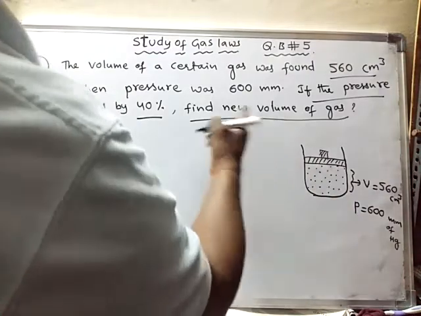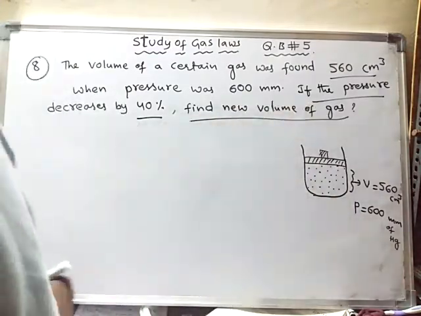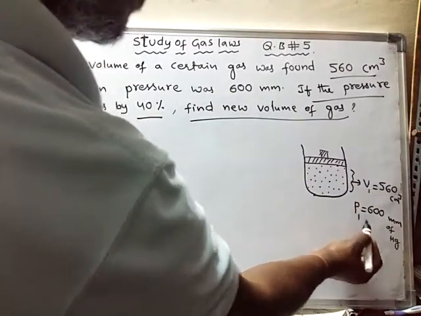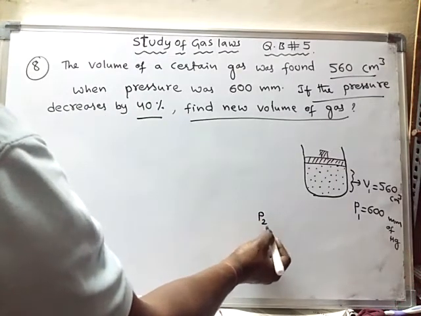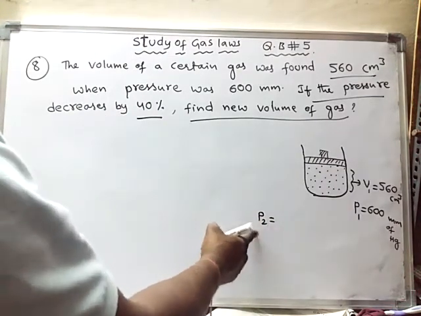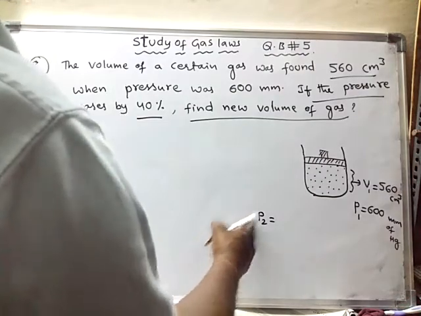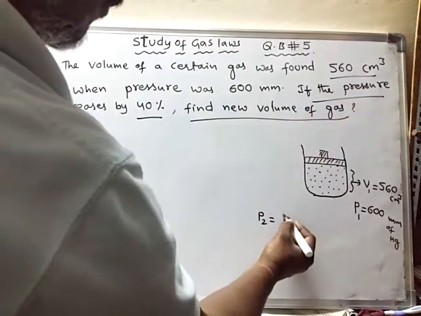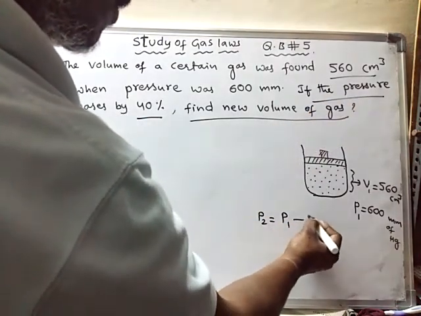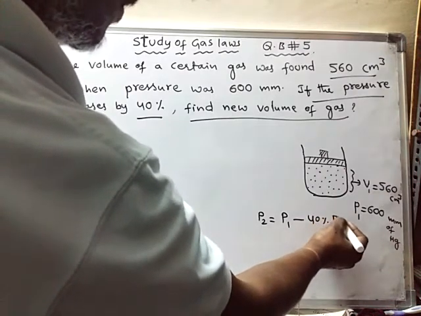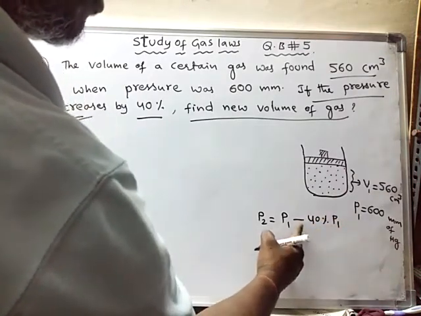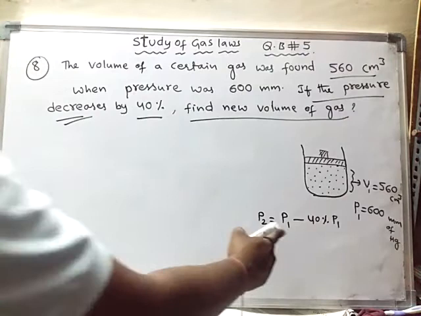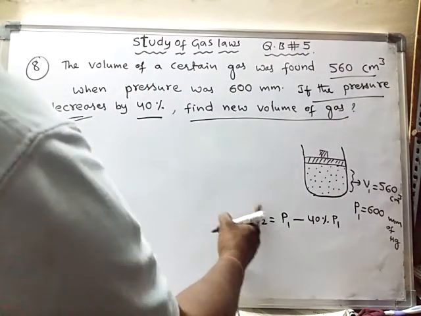Now the pressure is decreased. If the pressure is decreased by 40%, let us assume the initial volume as V1, initial pressure as P1 and final pressure as P2. How is this final pressure obtained? By decreasing the pressure by 40%. That means from the initial pressure, if you subtract 40% of the initial pressure, then we will get the final pressure.